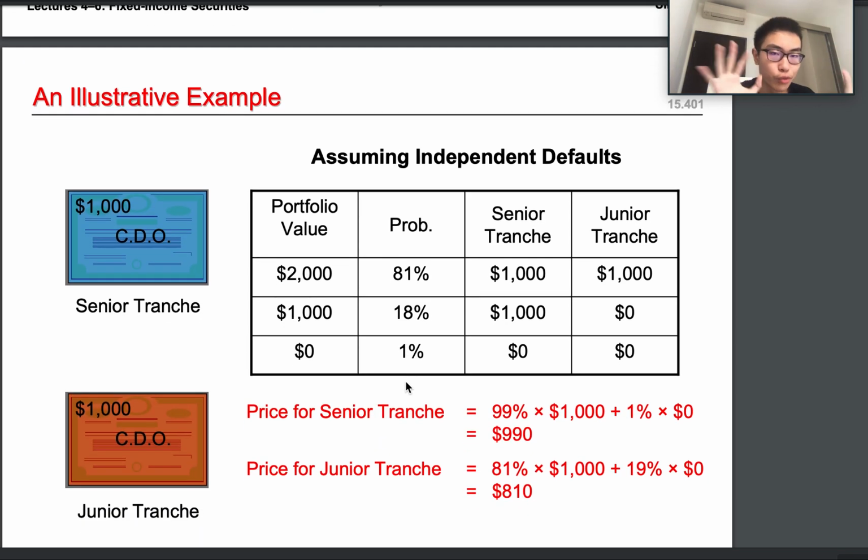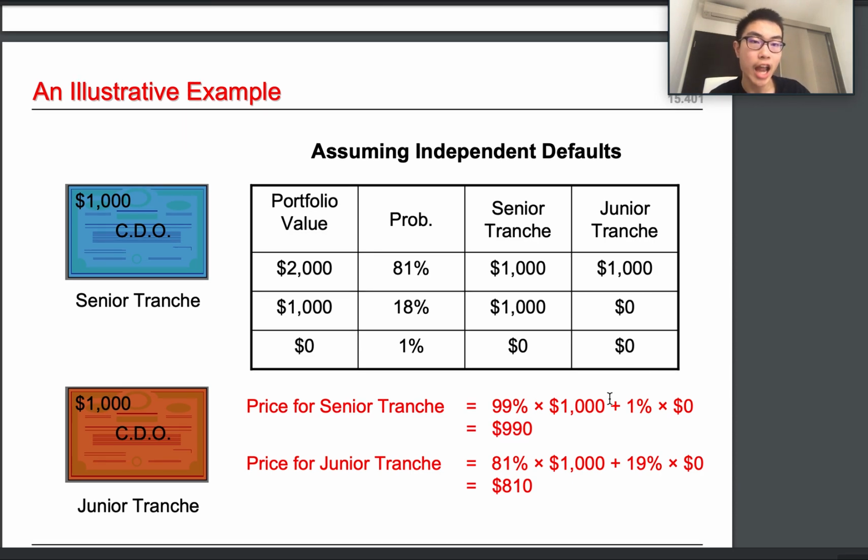And now let's see how we value that. Using simple probability, when we use 81% times $1,000 plus 18% times $1,000, we eventually get $990. And if you do the same probability multiplication again, you'll get $810 for the junior tranche. So in the end, you have a different way to price a bond. Originally, it was $900 and $900. Now it is $990 and $810. And if I add them together, it still adds up to $1,800. So in the end, we're neither adding value to these two bonds nor destroying value.